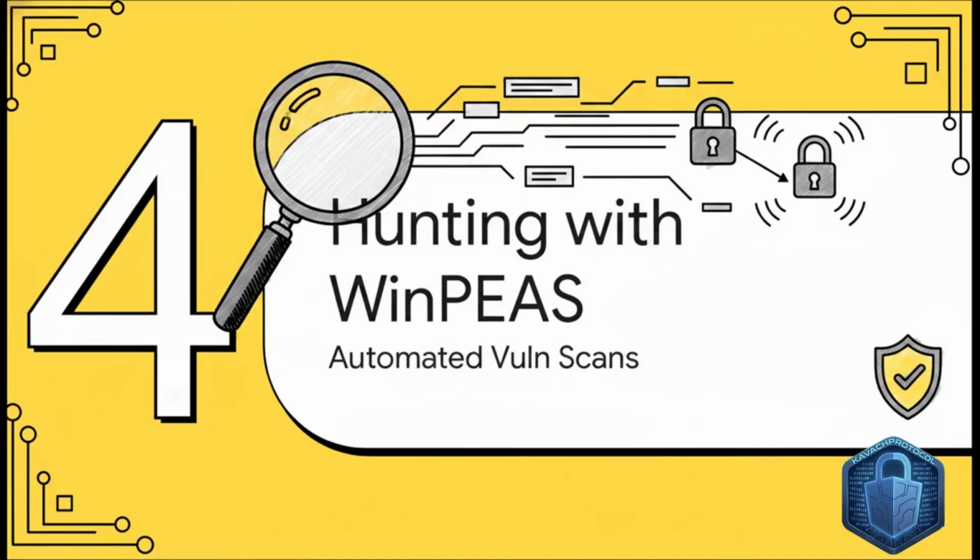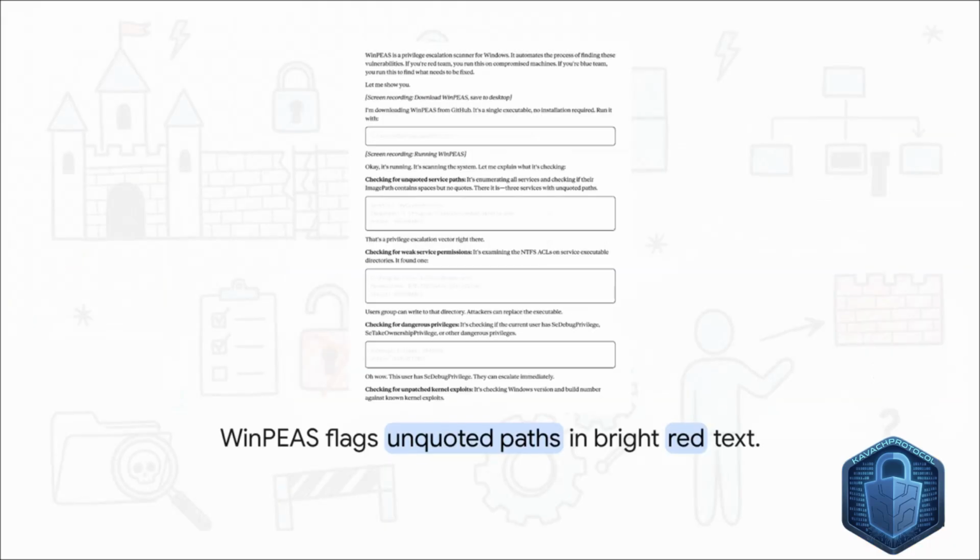Which brings us nicely to Section 4, hunting vulnerabilities with WinPEAS. So how do we actually find these things in the real world? Interestingly, attackers and defenders use the exact same automated enumeration scripts to scan for these misconfigurations. One of the undisputed favorites is called WinPEAS. You just run this single executable, and it scans the entire machine, spitting out a super detailed report.